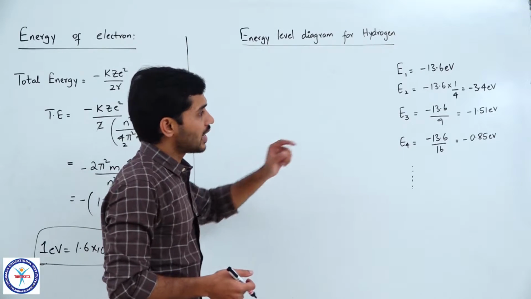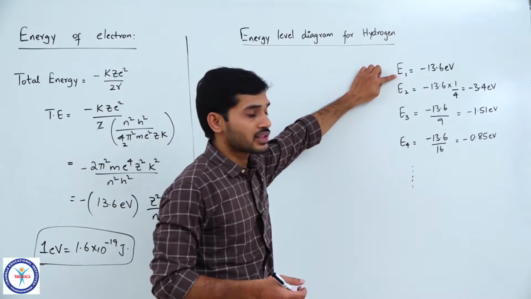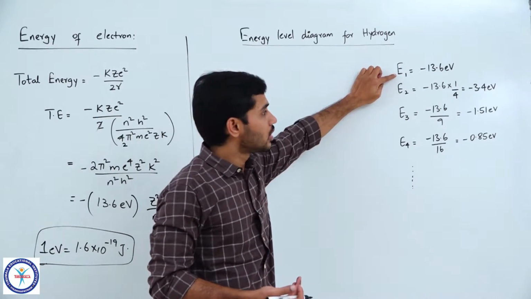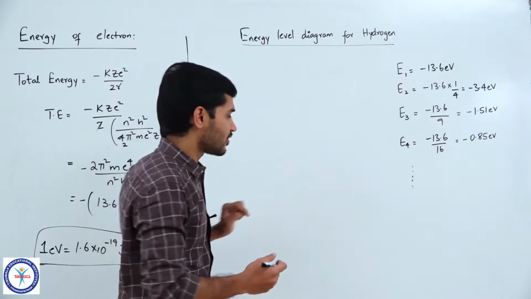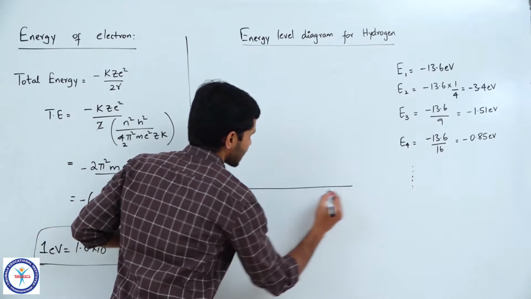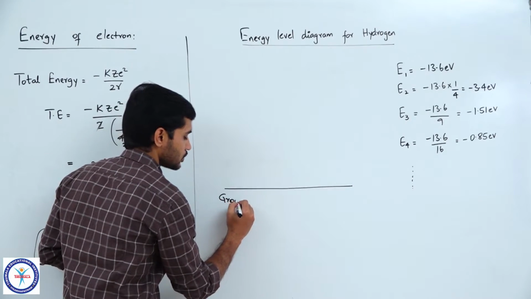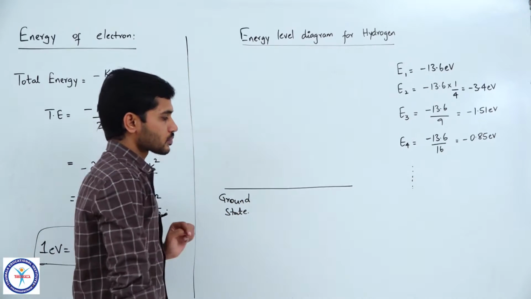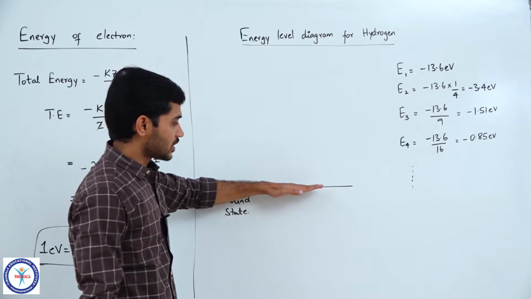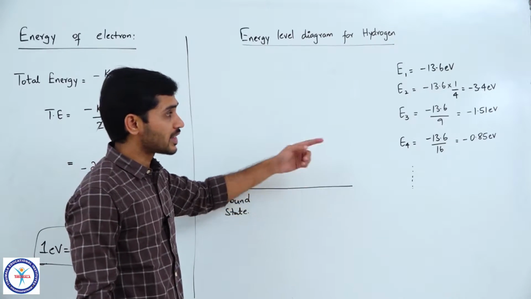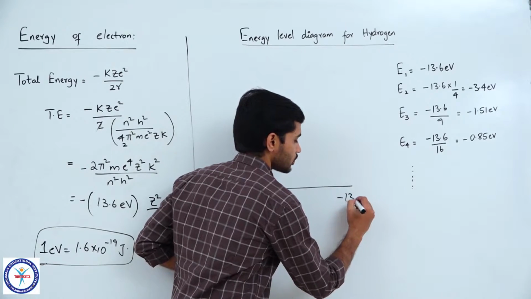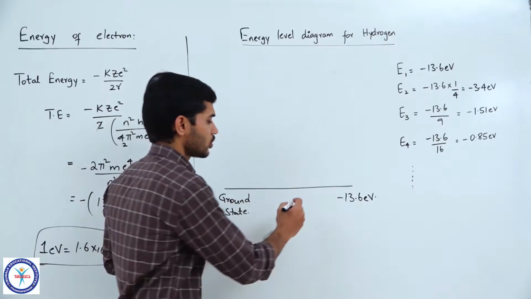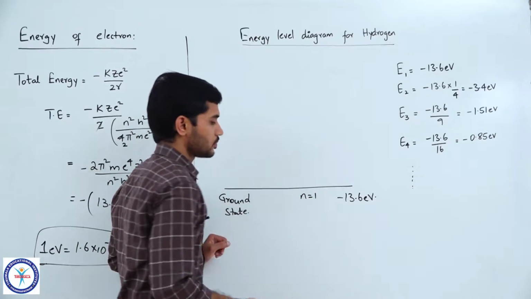So, what I will do is I will represent this first energy level for the electron in its first orbit. We can also call it the ground state. So, I will represent this energy level first. So, let us consider that this is the ground state. So, this level here corresponds to minus 13.6 electron volts. Okay, so this also corresponds to n is equal to 1.